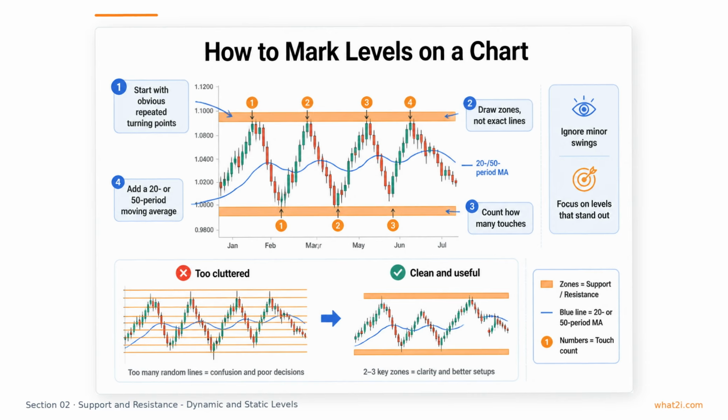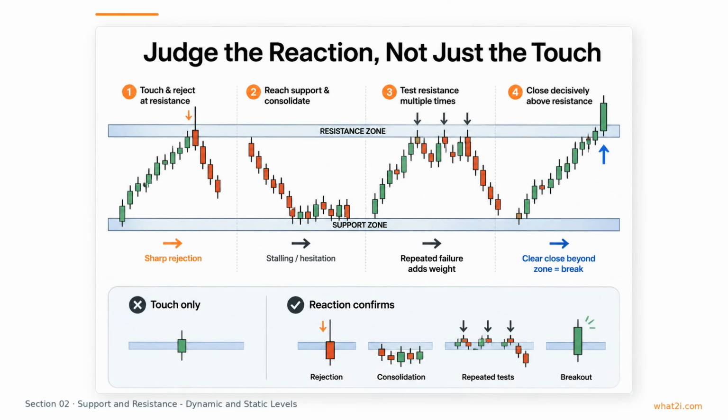The key is to focus on what stands out immediately. If you have to work hard to justify a level, it is usually not one of the important ones. A level matters because of the reaction it produces, not merely because price touched it. When price reaches support or resistance, look at how it behaves there. A sharp rejection can show strong opposition, while a tight cluster of small candles can show hesitation or a temporary balance between buyers and sellers.